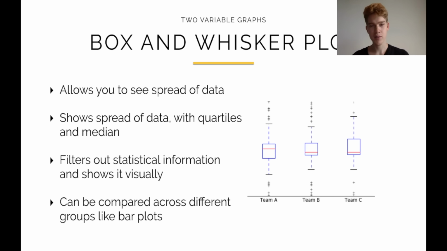Now what box and whisker plots allow us to do is see the spread within our data. So it's not just like a bar plot, which just shows us one value, but we can actually see the statistical spread. We can see median values, which is what we see here. We can see quartiles. The little dots on the outside actually show us outliers. And so box and whisker plots allow us to see the statistical information visually. And that makes comparing across different groups, which is what we're doing here, much easier.